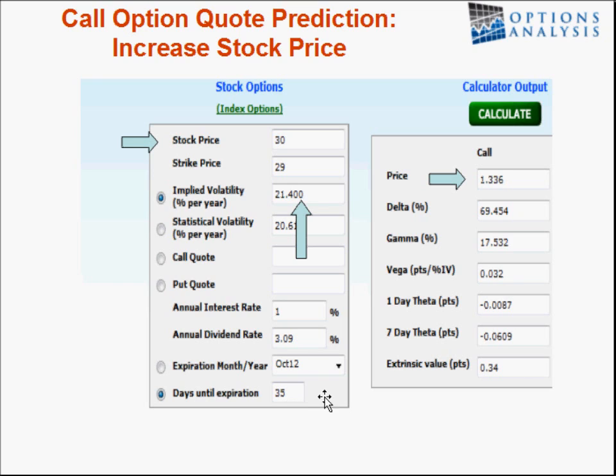So with the value of 30 for the stock price, we click calculate. We end up with a call option price of 1.336. This is a prediction of where we think the call option will go based on the Black-Scholes formula, assuming implied volatility is not going to change.